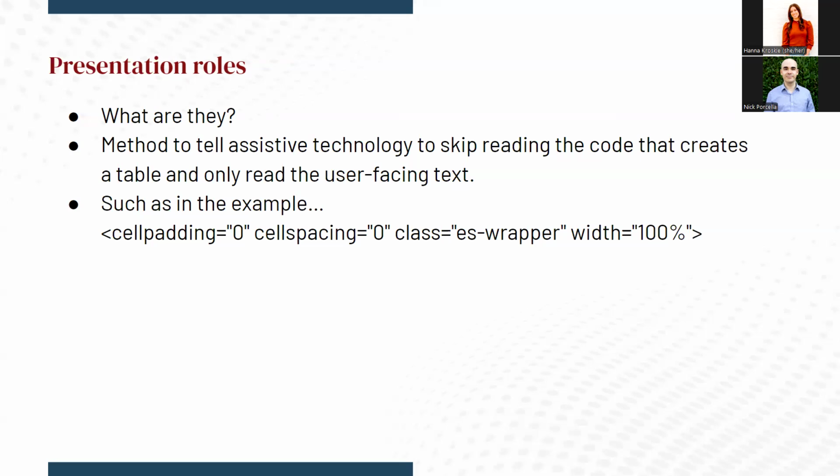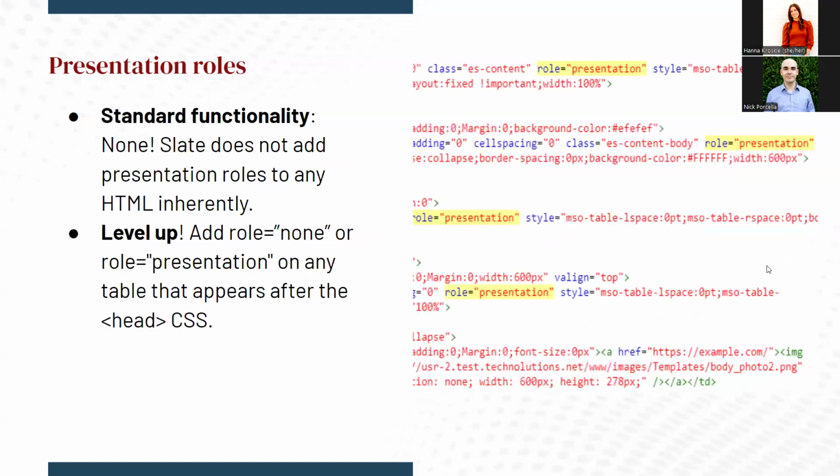So just imagine your normal reading experience being interrupted every few seconds by "cell spacing equals 0, cell spacing equals 0, cell padding equals 0, cell class ES wrapper width 100%." That would get very, very tedious. So as we'll see on the next slide, there are very easy ways to make the user experience positive and efficient for all.